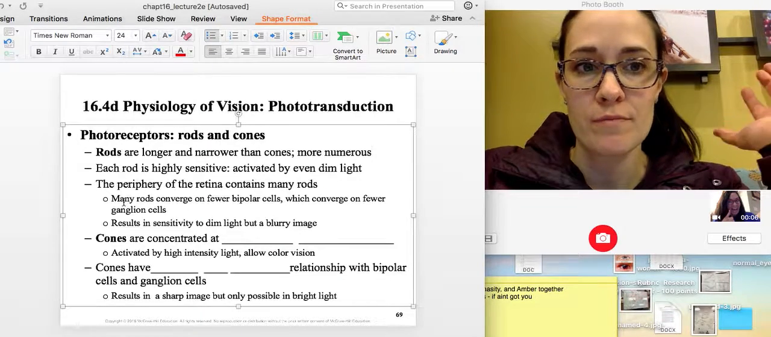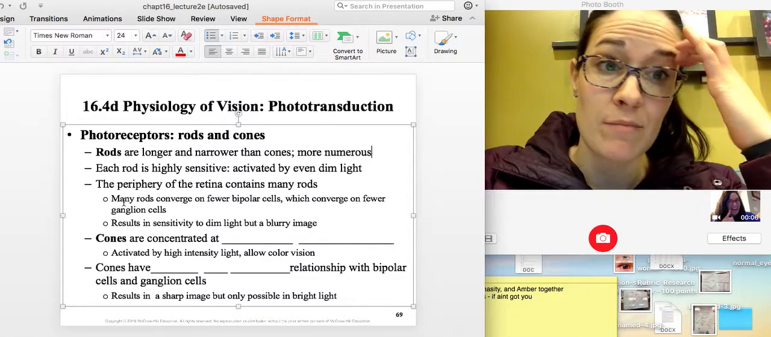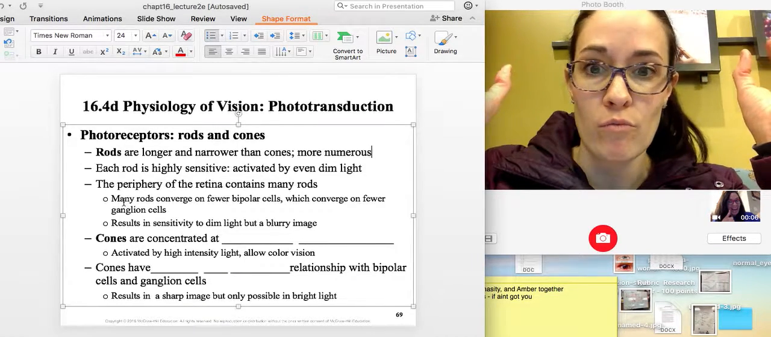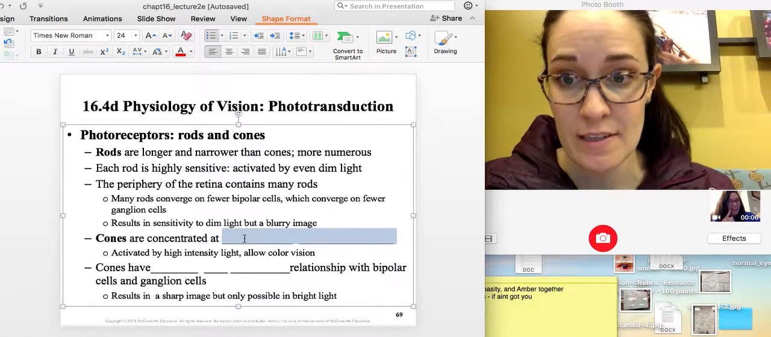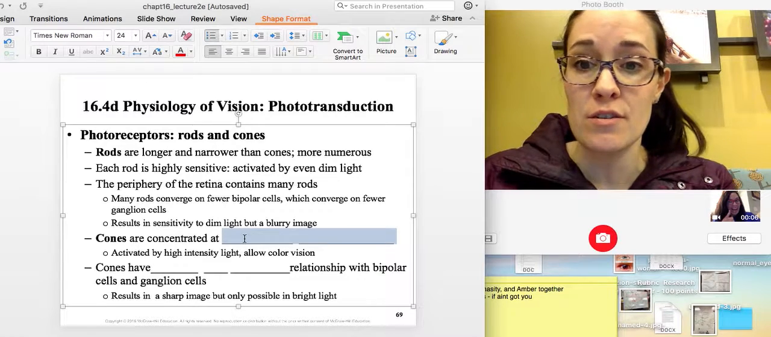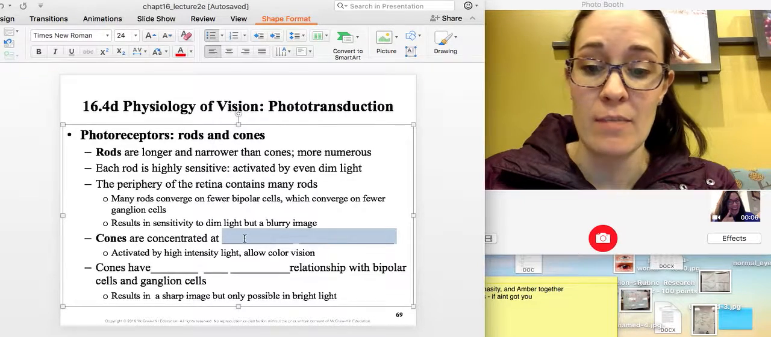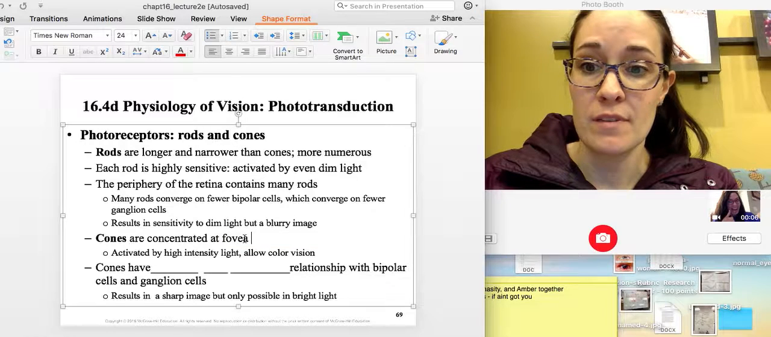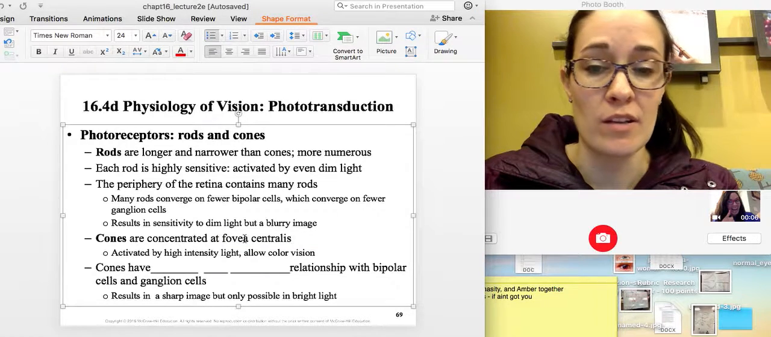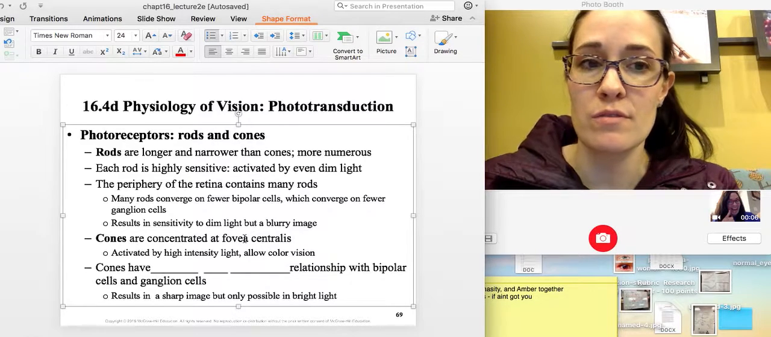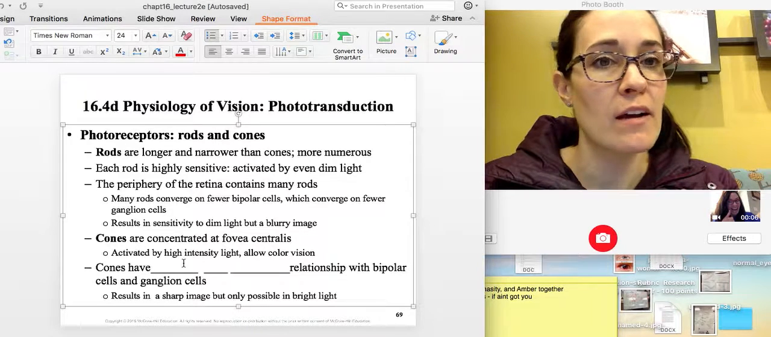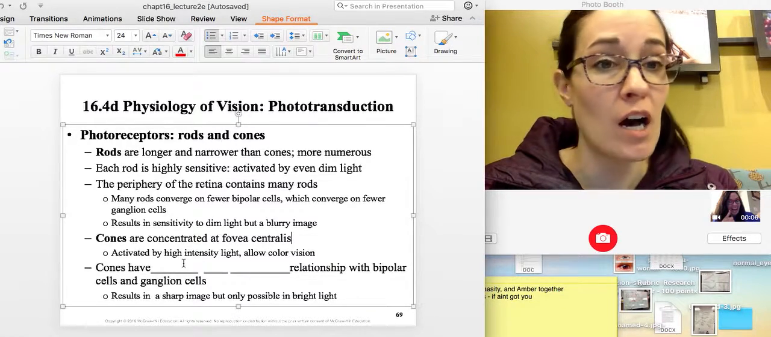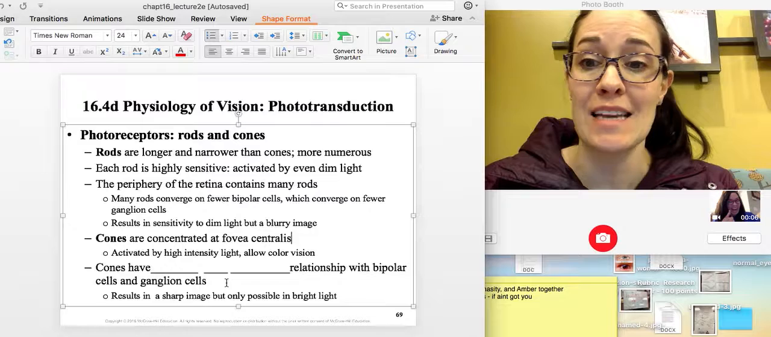Okay, so peripheral vision, you can see a lot of things, and in dim light, you can see a lot of things, but they're blurry. Cones, they're a little bit different. They're not in the periphery; they're highly concentrated in an area at the back of the retina called the fovea centralis, which is in the macula lutea. There are many cones highly localized in that area to produce a very sharp image, and they're activated by high intensity light, and they allow color vision. Cones: high intensity light, daytime.